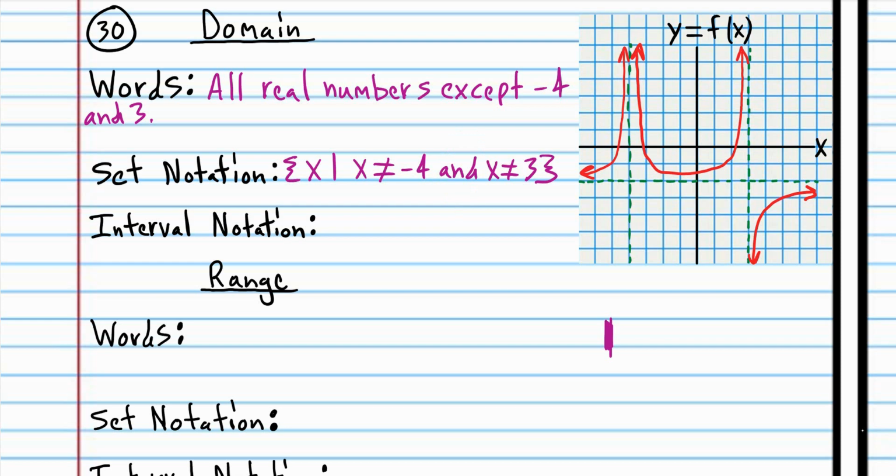So for interval notation, we write parenthesis, negative infinity, comma, -4, parenthesis, union symbol, parenthesis, -4, comma, 3, parenthesis, union symbol, parenthesis, 3, comma, positive infinity.